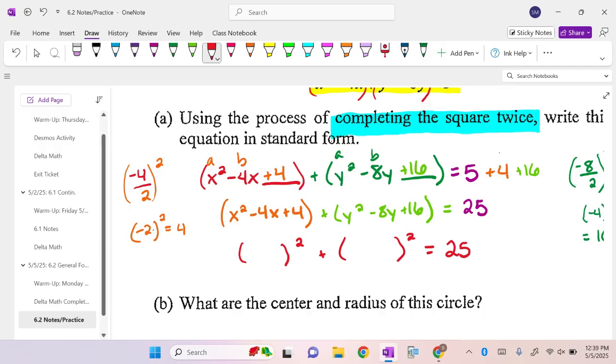So for the x's, what's going to go in my parentheses here? X minus 2 all squared. Good. So remember, square root the first, keep the sign of the second, square root the third.